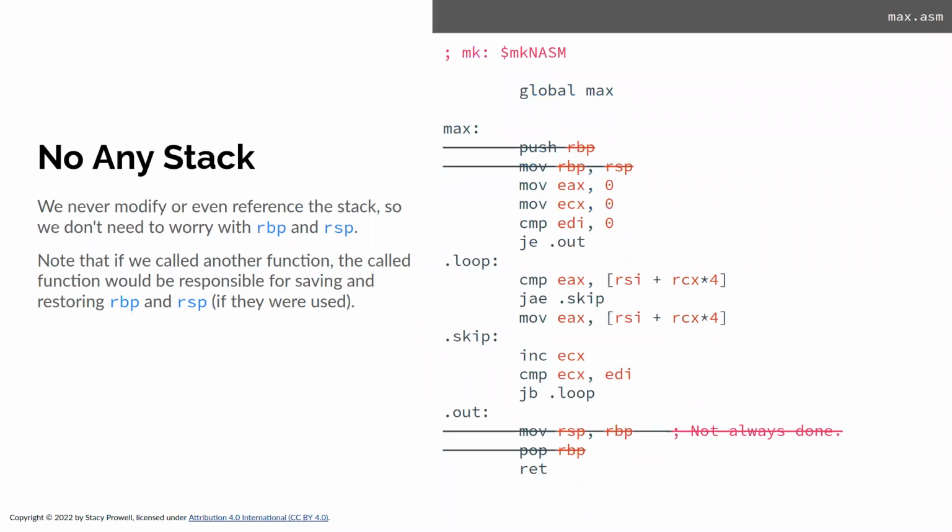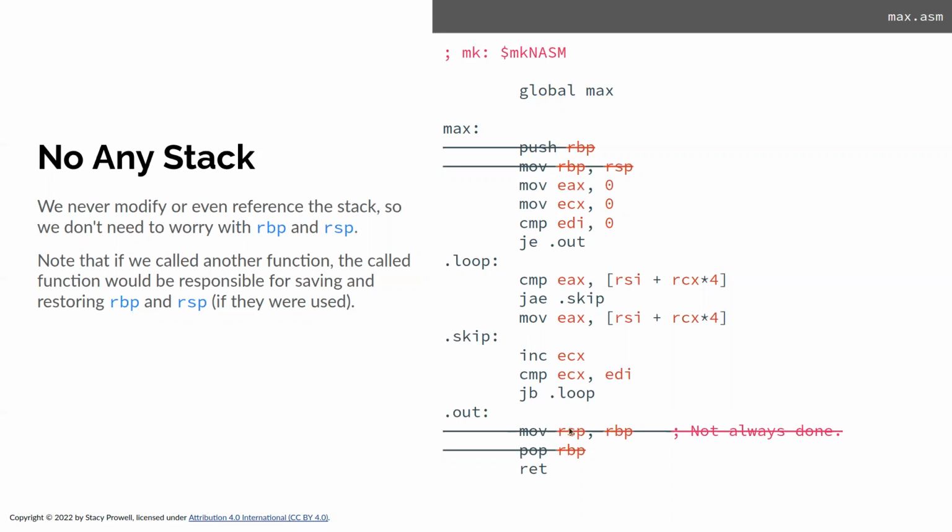So we never used the stack at all. So let's throw away that stuff at the beginning and the stuff at the end. Can we do that? Sure we can. What if we called something inside the body here? Well, that thing inside the body that we called, if it were going to use the stack or RBP, it would be responsible for saving those things and restoring them, so it wouldn't matter. The fact that our routine doesn't use the stack means we can throw this stuff away.